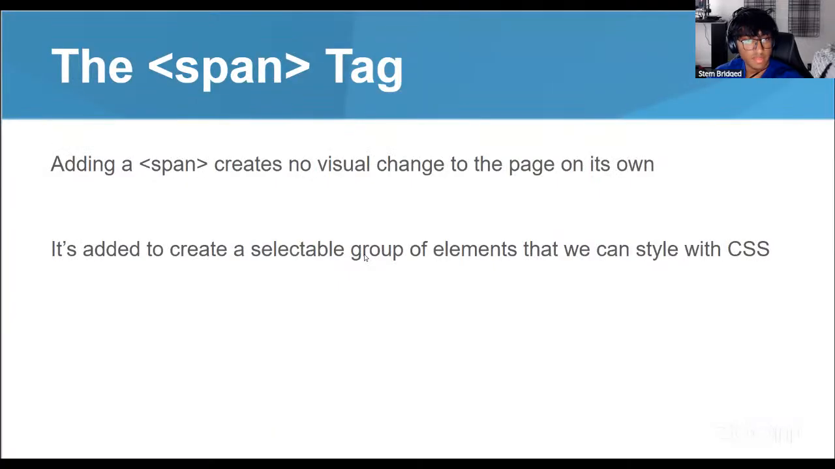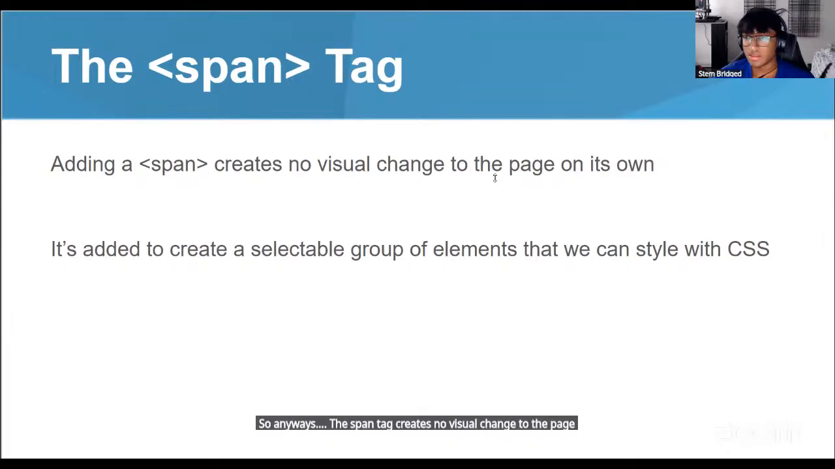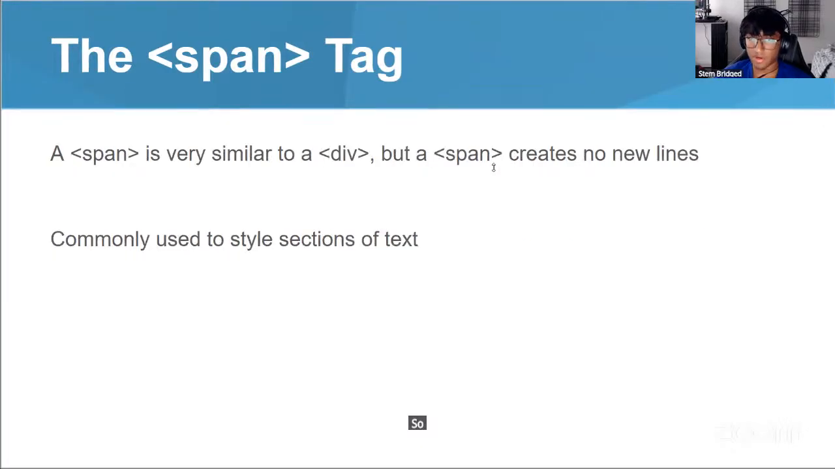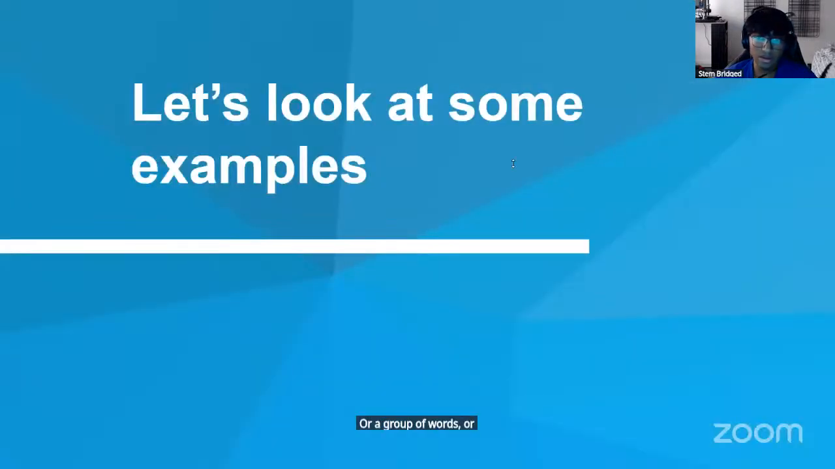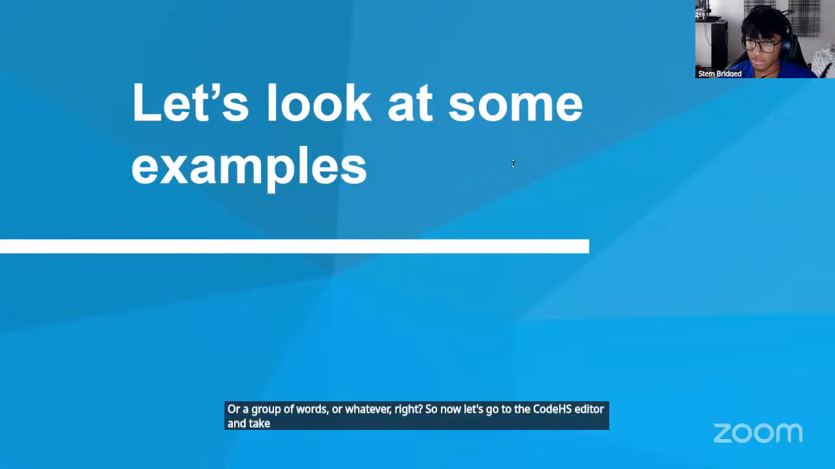The div tag does make it a lot simpler, actually. Anyways, the span tag creates no visual change to the page on its own, and it's just to select a group of elements that we can then style with CSS. So a span is very similar to a div, but it creates no new lines, and it's used to style specific parts of text, like one word in the heading or a group of words or whatever, right? So now let's go to the Code.js editor and take a look at what that looks like.